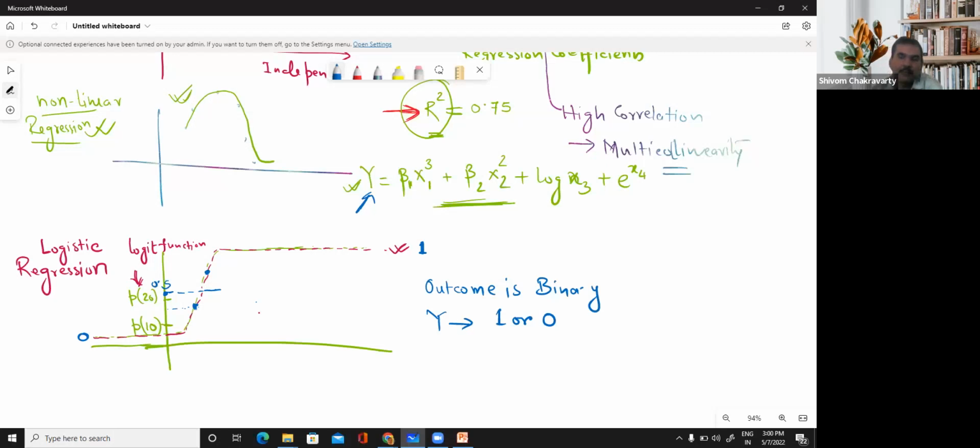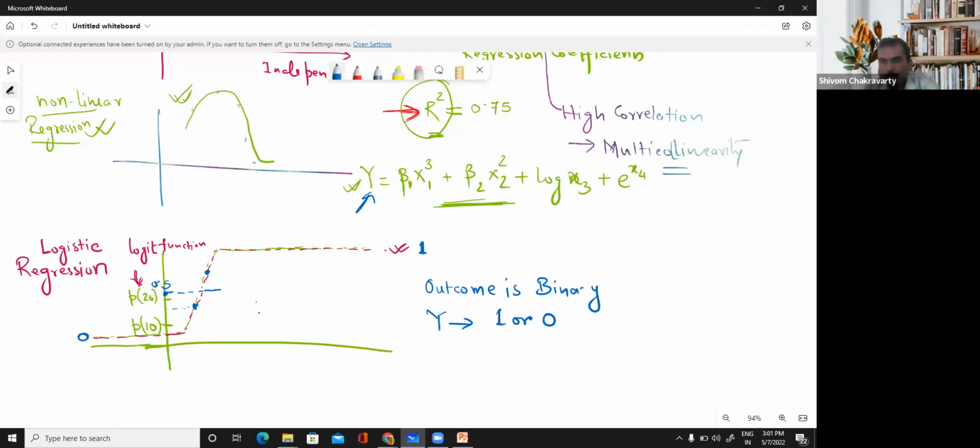It makes sense when the outcome is binary, like rain or no rain. Or if there are two political parties, this party will win or that party will win, if we are trying to predict that, and there are a lot of independent variables. So we can use logistic regression like this.